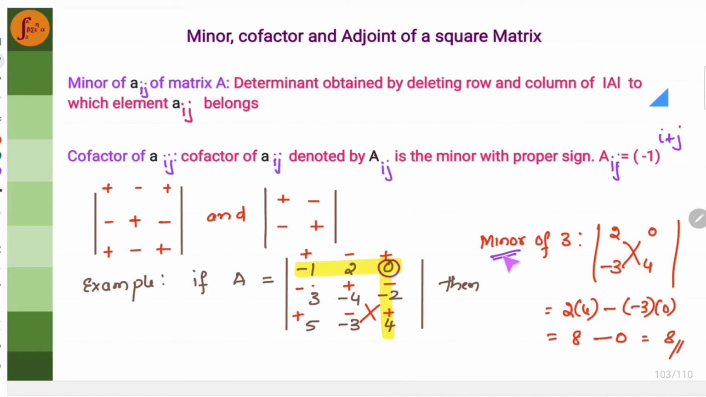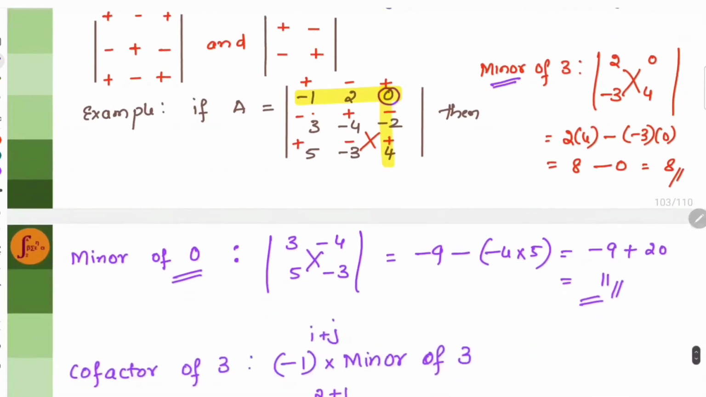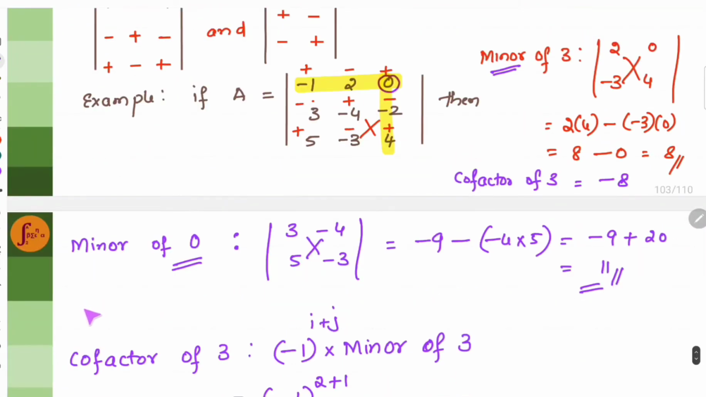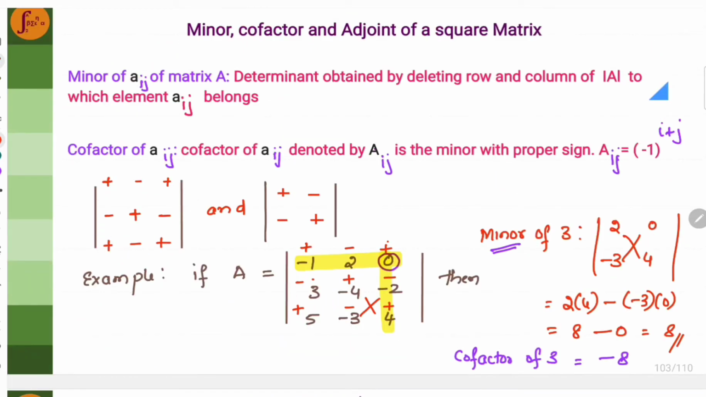Now, take the same example, minor of 3. Minor of 3 is 8. Where is 3? 3 is here, right? This is the element. What is the sign for this particular element? Minus. So you put minus here. So cofactor would be minus 8. Let's find cofactor of 0. For 0, what is the sign that is there? It is plus over here, right? So it's going to be plus 11. This is the cofactor of 0. This is an easy way to remember the signs. That is, you start with plus and then keep alternating with minus, plus for every element.